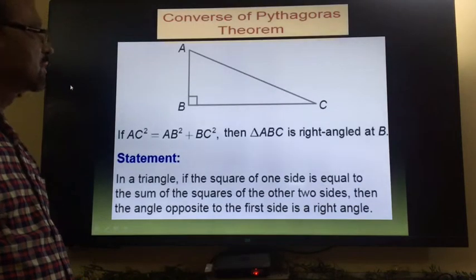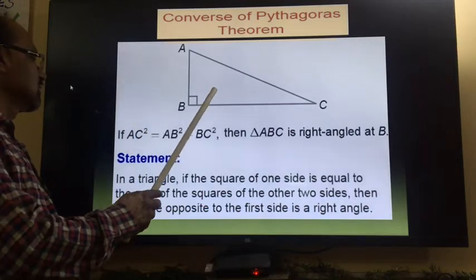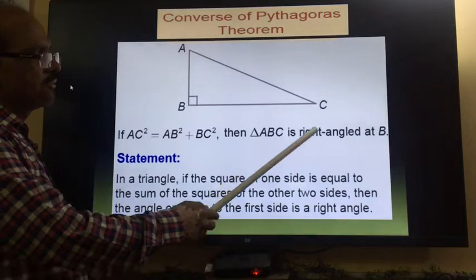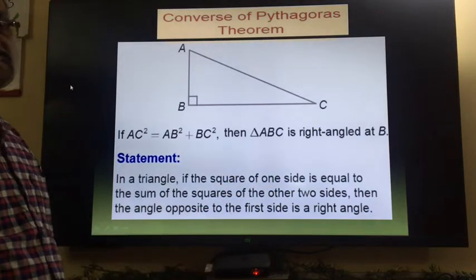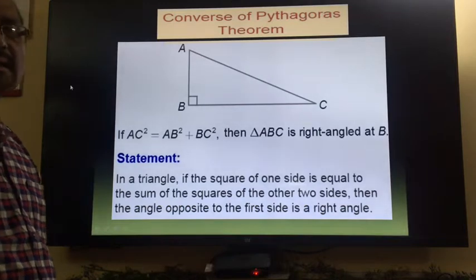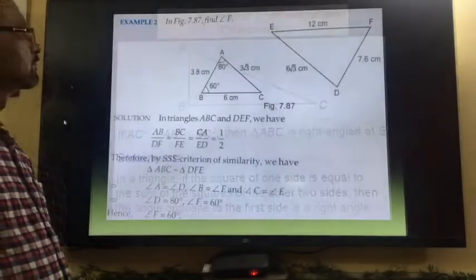Now the next theorem is its converse. If in a triangle the square of the longest side is equal to the sum of the squares of the remaining two sides, then the triangle ABC will be right angled at B. So these were the theorems and the similarity criteria which I completed in the previous video. So now I will start the examples.